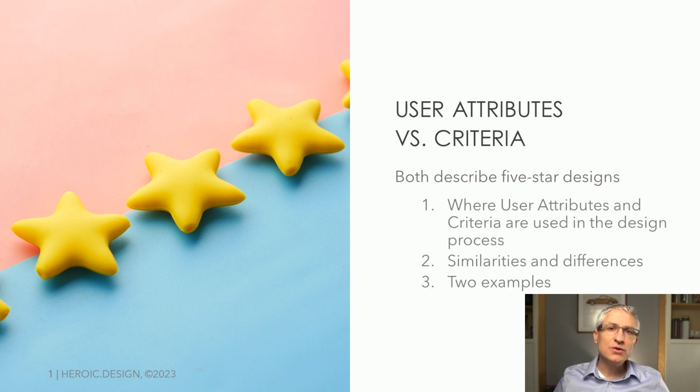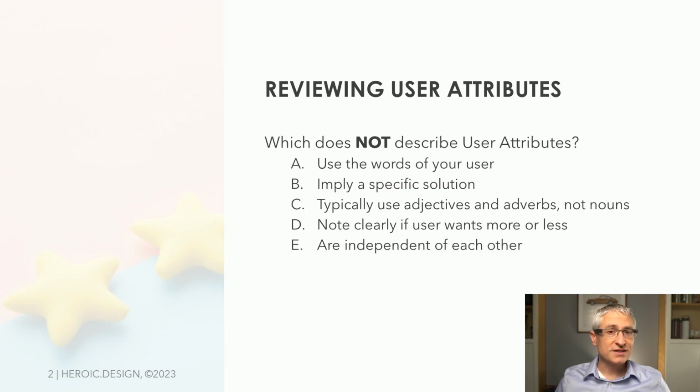Today, we'll see where user attributes and criteria are used in the design process. Then look at similarities and differences, and go through 2 examples, one you know well and one you probably don't have personal experience with. A quick question to start.